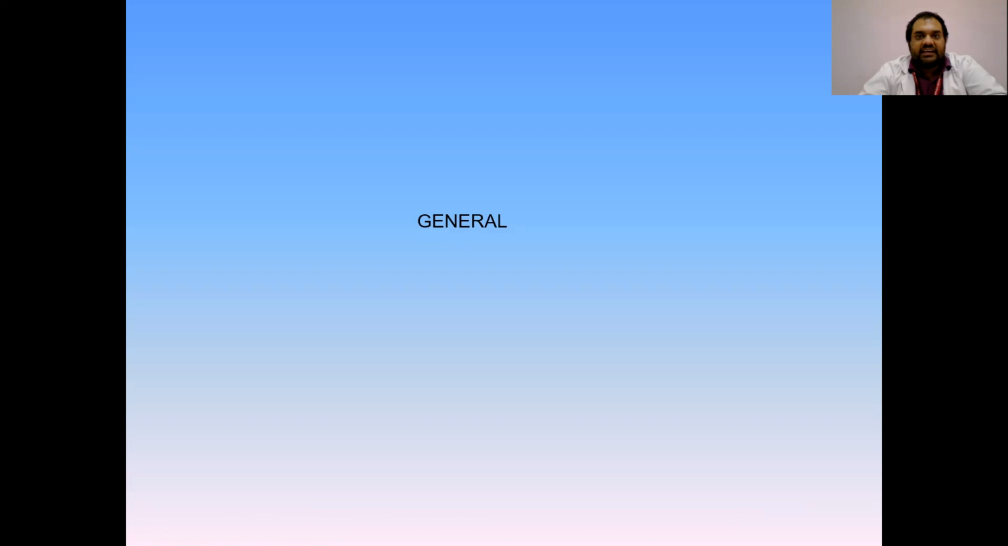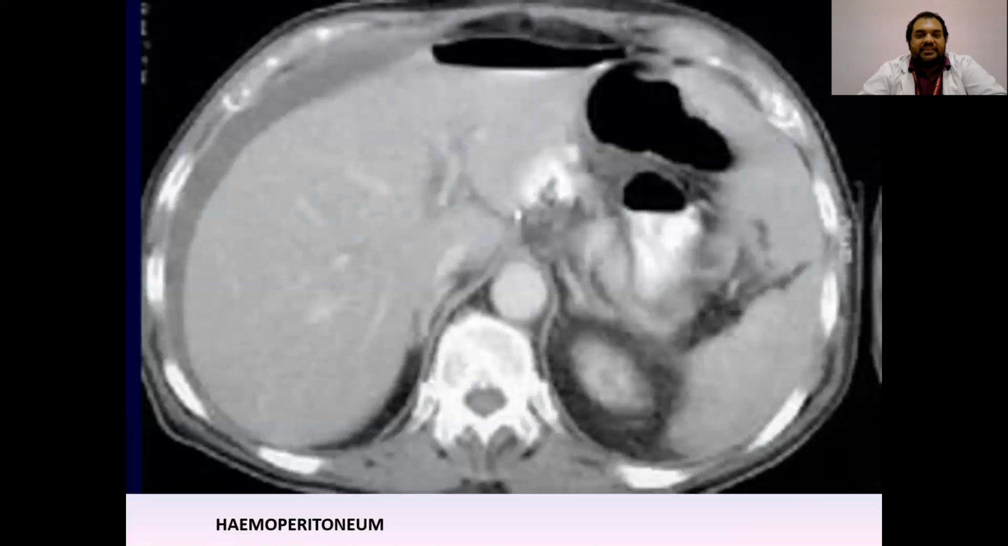General conditions and general emergencies in emergency CT abdomen. This section of the CT is showing the hemoperitoneum, as evidenced by the hypoattenuating or hypodense or pitch black area in the superior surface, the periphery of the left lobe of the liver.